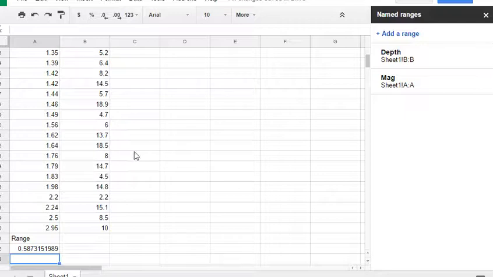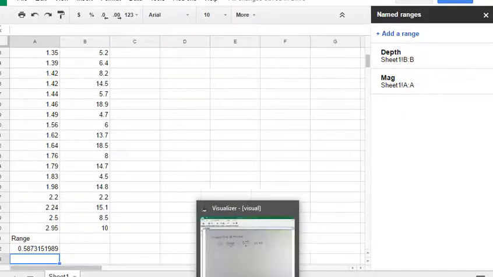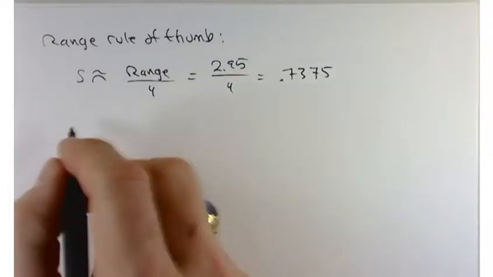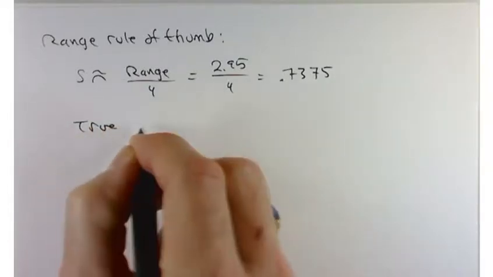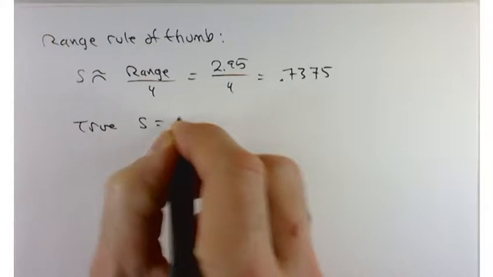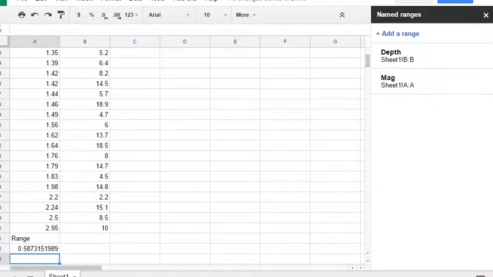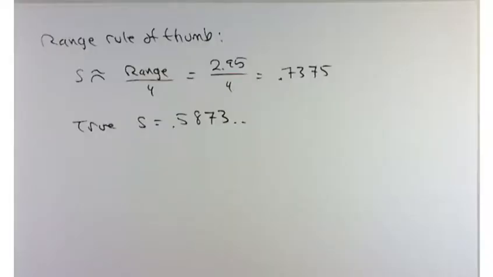But sometimes all you've got is a little bit of the data, and you need to estimate things. So the true value, S was equal to 0.5, what was it, 85? Didn't get that, 5873. So like I said, not bad, but not great either. Now the number of standard deviations can help you mark something as being typical or atypical.